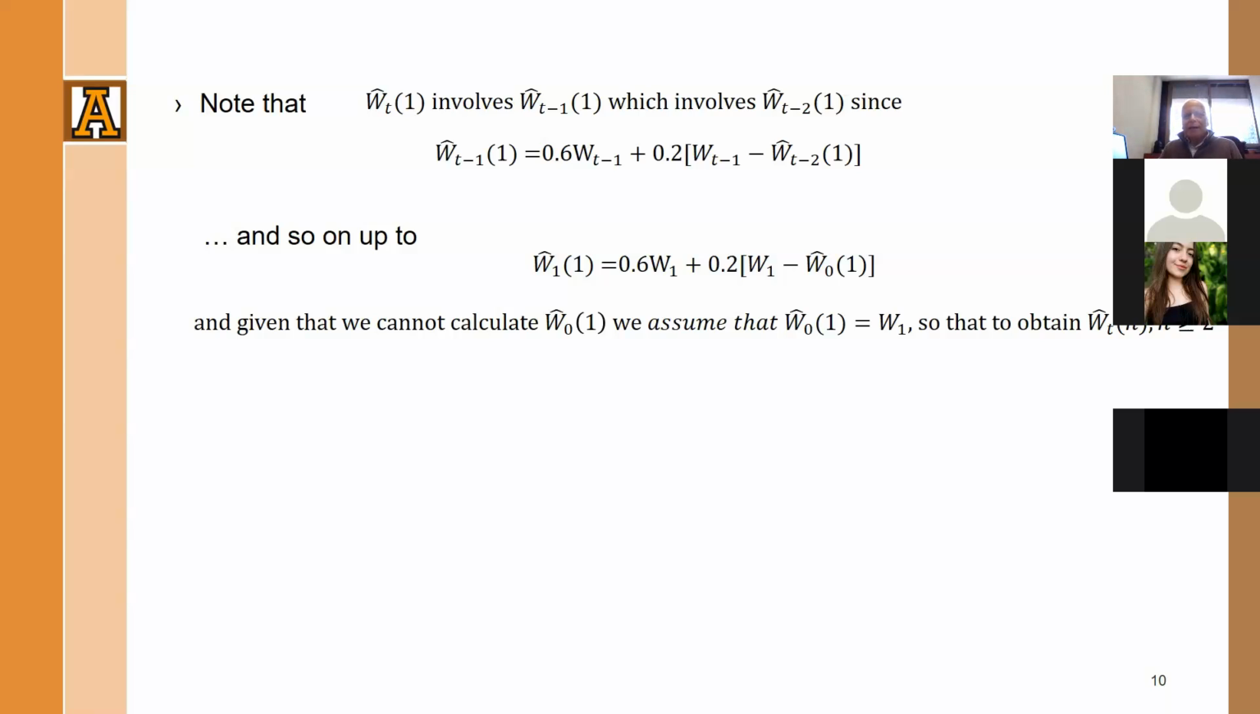Now, here the issue is that our series starts at W_1, right? Our observations start at W_1, W_2, and so on, up to W_T. So we don't know this W_0, the forecast that we make at time 0, one period ahead. We don't know that, okay?